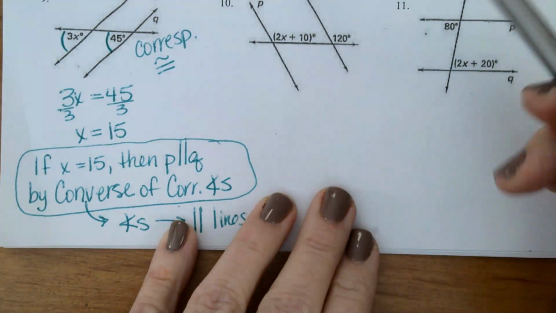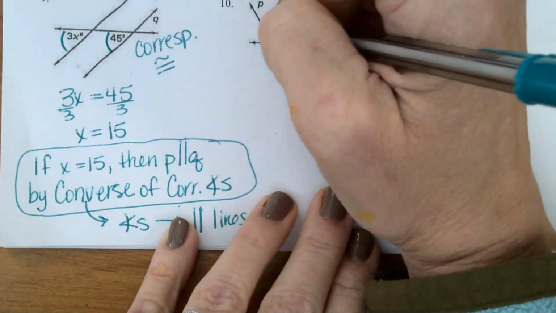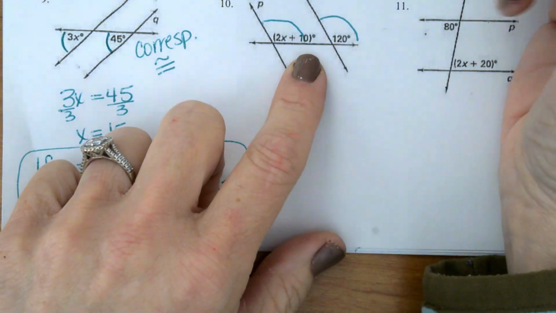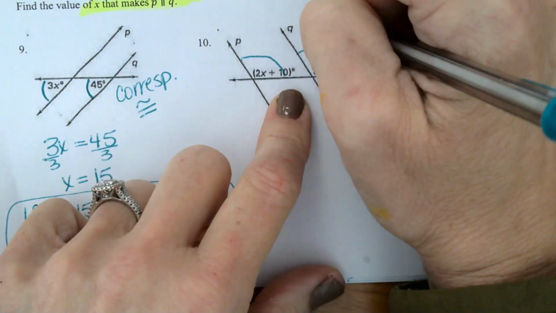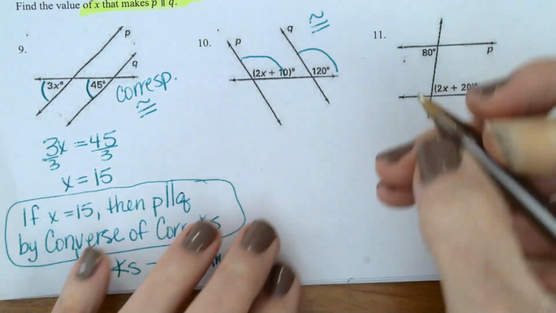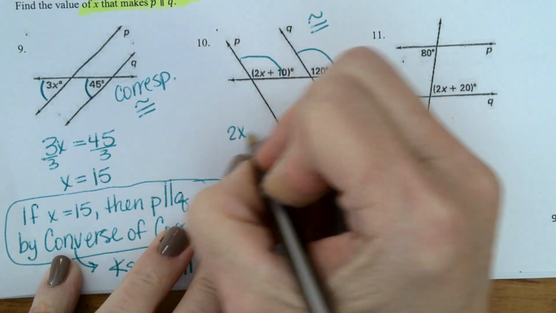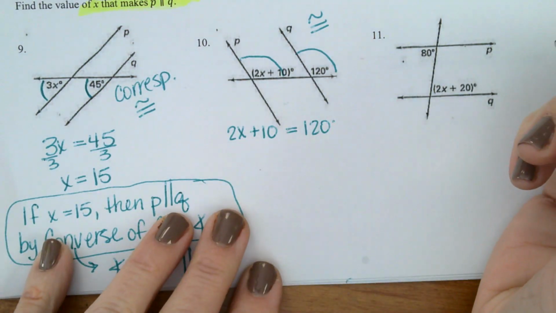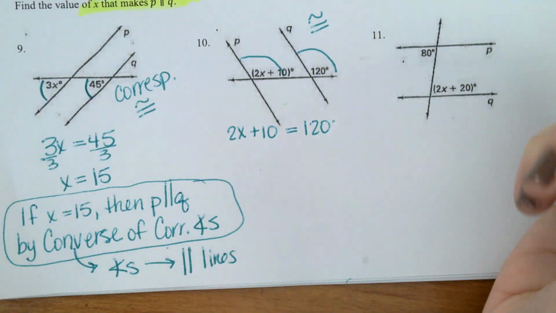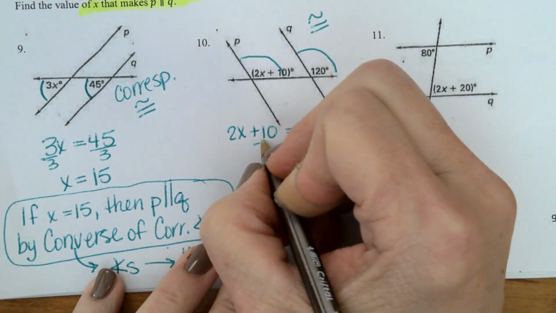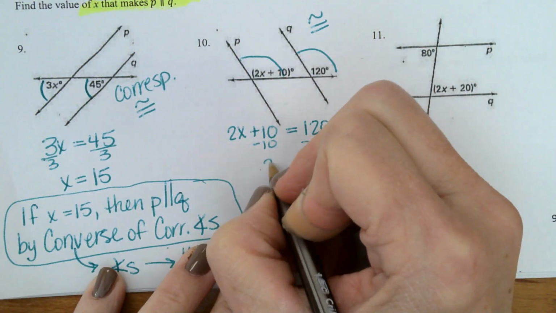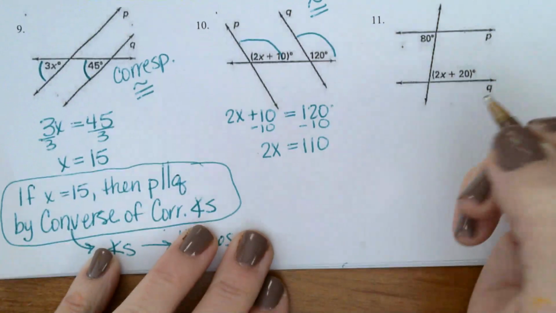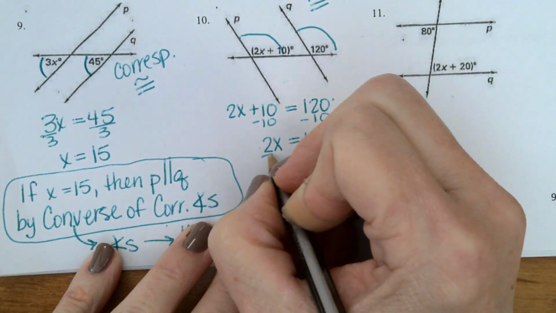Okay. 10. Let's do 10. What kind of angles are these? They're corresponding, which means what? They're congruent. So what are we going to write down? 2x plus 10 equals 120. Okay, so there's our math. Now what are we going to do? Okay, let's subtract 10. We end up with 2x equals 110. What do you do now? Take off our 2.